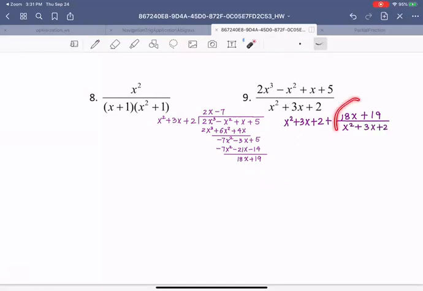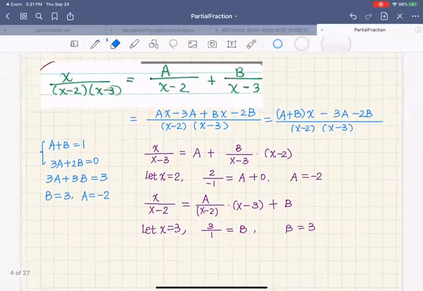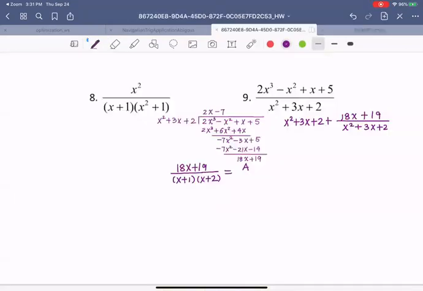And then we do the second part. For the second part, we are not going to worry about this part, okay? We only take the second part: 18x plus 19 over x plus 1 times x plus 2 equals. So we do a over x plus 1, like here. We do a plus b on the top.